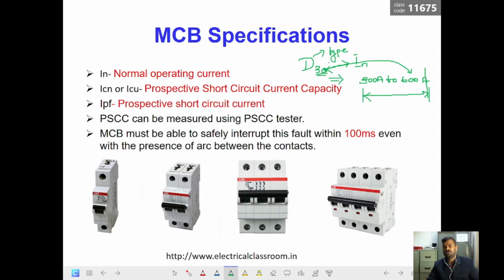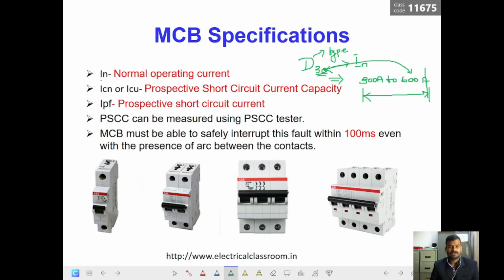If you want to know how I am calculating these numbers, you can refer to another video I have posted on the same topic in the channel. So this is about the IN. The IN is nothing but the current which can safely pass through the MCB without tripping, either due to overload or short circuit. This safe operating current, which can pass through the device without tripping, is called the normal operating current. And the next one is ICN or ICU.